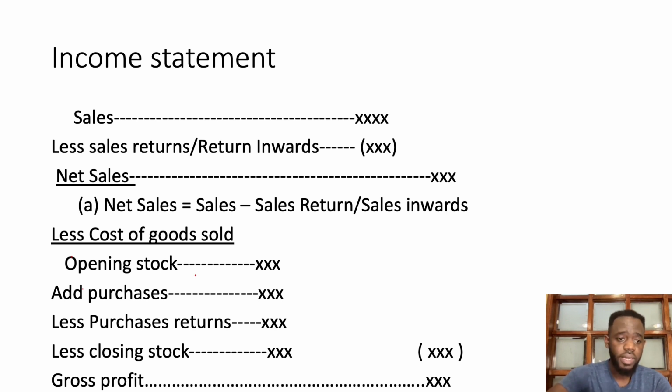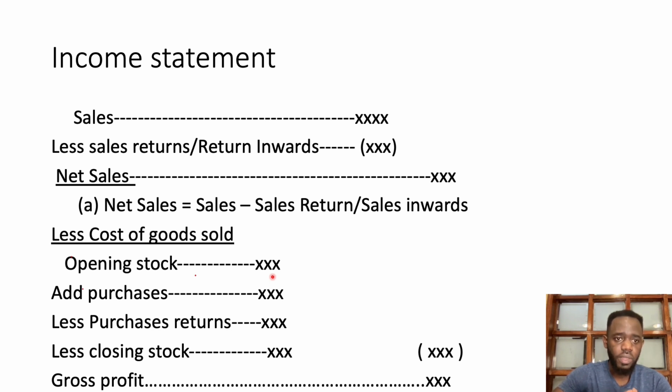As you can see already, for us to arrive at gross profit, we take net sales less cost of goods, subtracting the cost of goods, and then we arrive at the gross profit. And after the gross profit, I'm going to be guiding you on how we can now reach the net profit, which is the profit that has actually been gained by the business within that specific financial period.